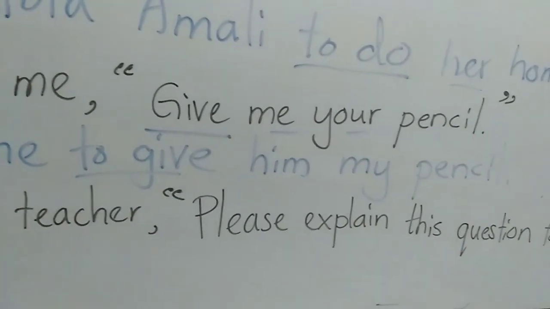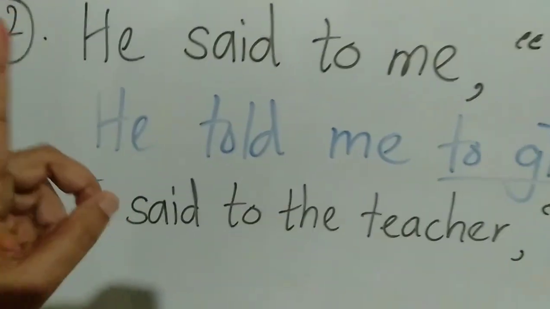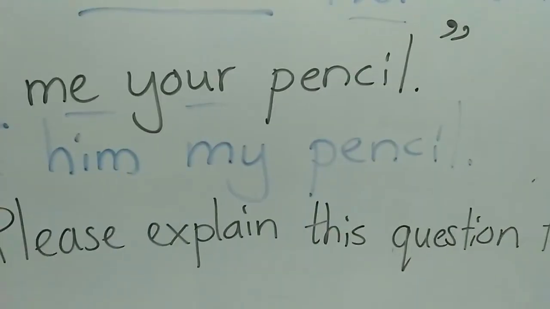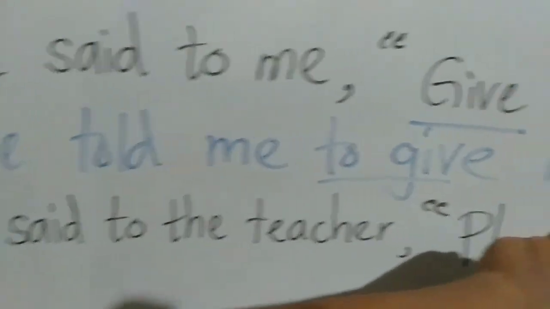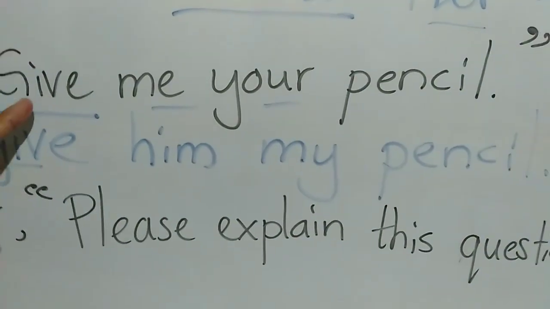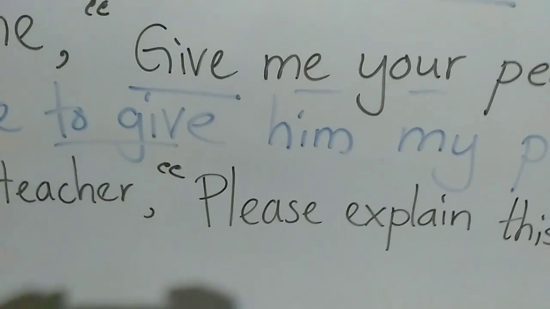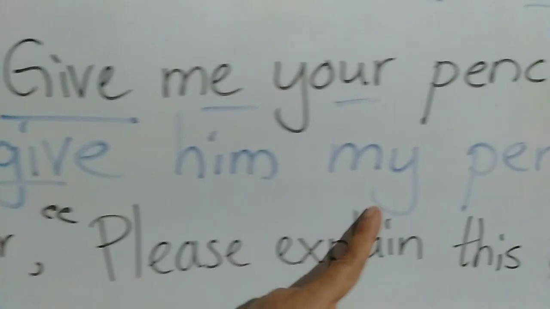You carefully see how it is turned into indirect speech or reported speech. He said to me, give me your pencil. He will become him here. Me will become my pencil. This verb will become infinitive with to. He told me to give him my pencil.